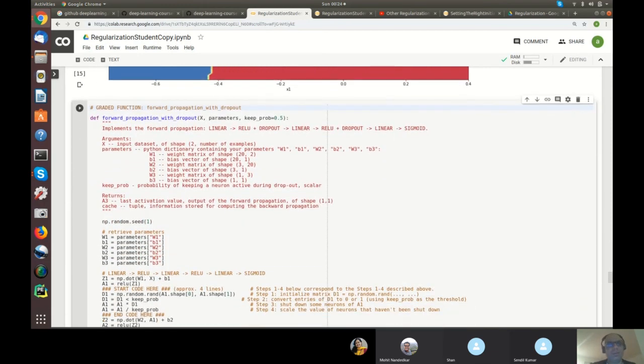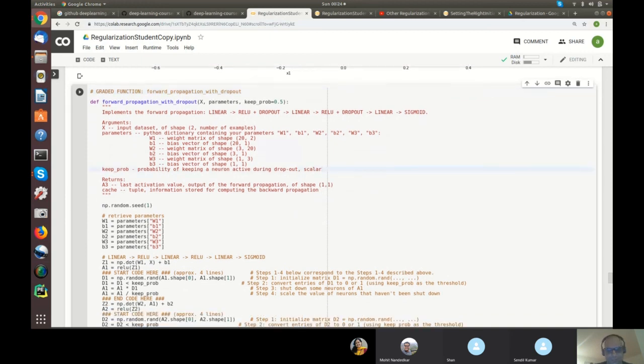Let's look at dropout case. So the dropout case was where we randomly take some neurons, set them to 0. So what's the key parameter for L2 regularization? It's lambda, which decides how much strength we want to give to the regularization part.